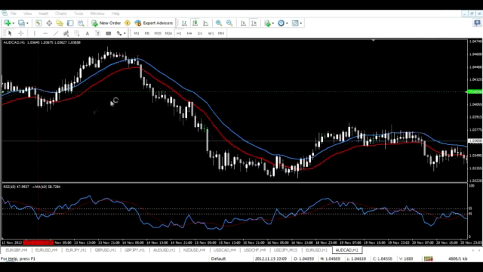The specific pairs, I like the Euro pairs and I like the Australian pairs. Those are my favorite ones.